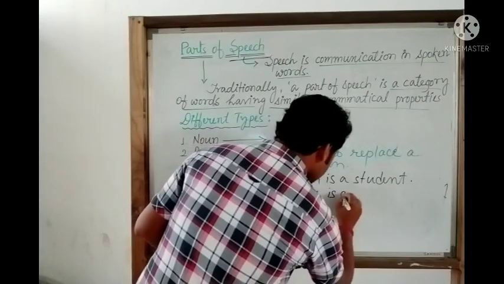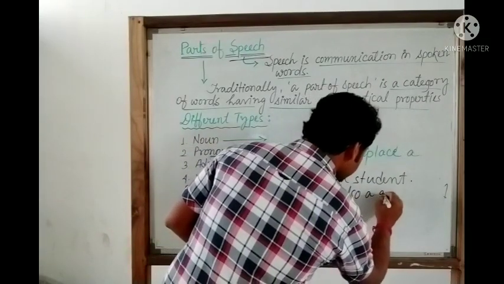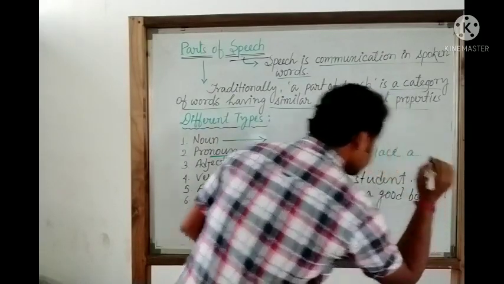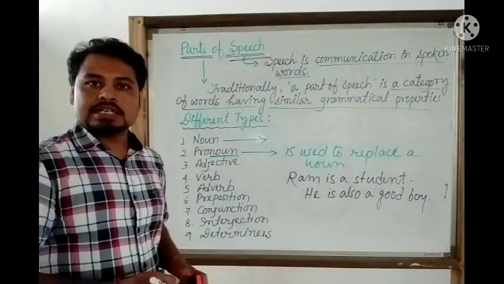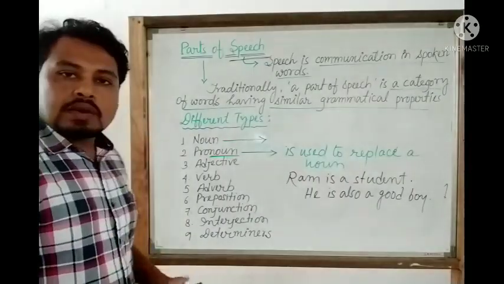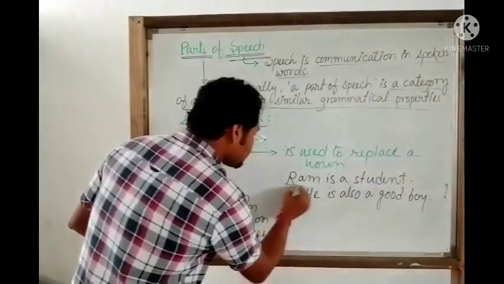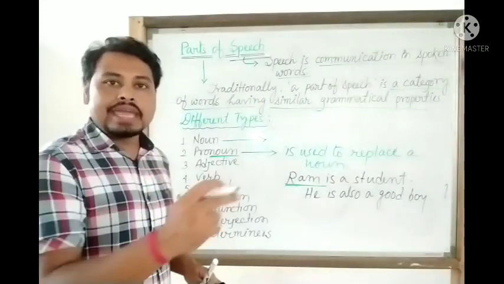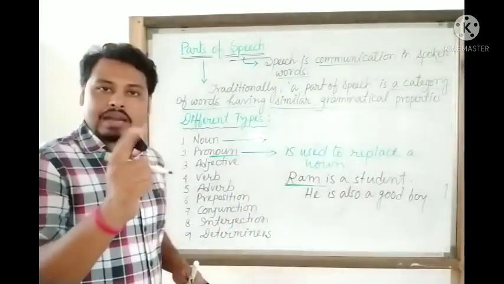He is also a good boy. So Ram is a student, he is also a good boy. Now in the first sentence we have used Ram. That is, we have used a name. That means we have used a noun.